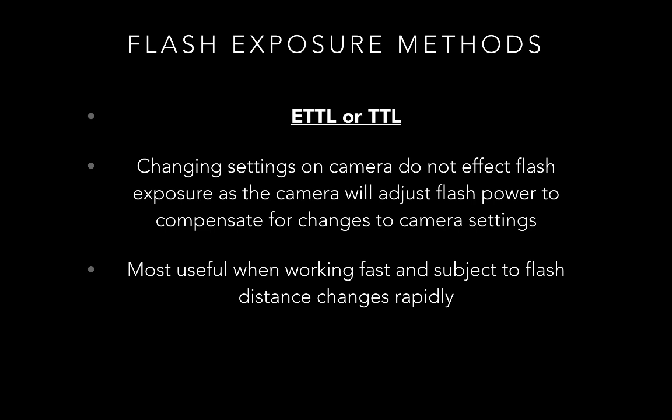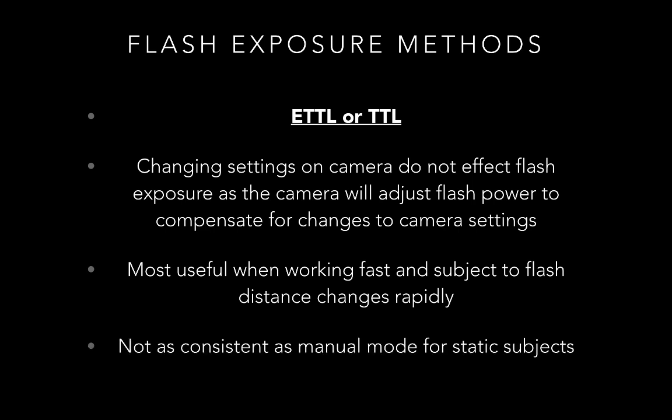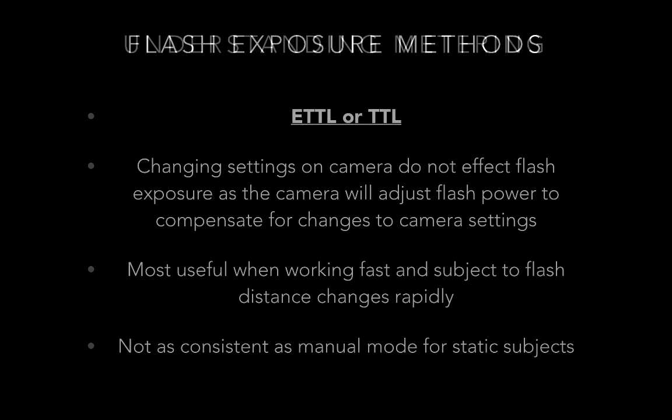I'm almost always in TTL mode. And then I'm simply using flash compensation to dial up or down based upon the scene that I'm looking at. So it's not as consistent as manual mode when the subjects are standing in the same spot over and over. Your camera may make a slight mistake. It may expose a little bit brighter or a little bit less bright depending on changing conditions. If the sun goes behind the clouds or whatever it might be, that could affect your meter reading. So if you do have a subject that's standing in the same spot, the same 10 feet from the flash over and over, then you may want to switch to manual mode to get very, very consistent results.